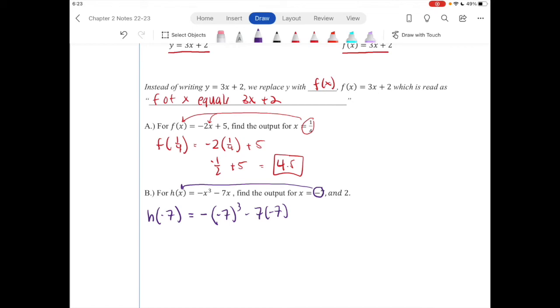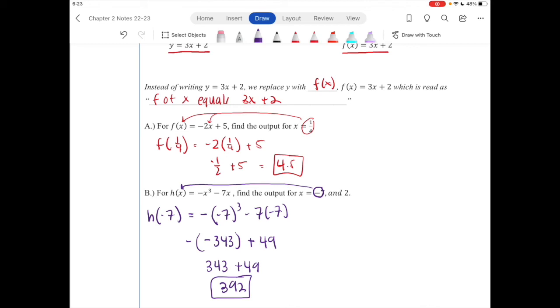Or if we're doing order of operations by hand, we're going to start off with doing that -7 cubed, which is -343, still being multiplied by that negative outside. Then -7 times -7 is +49. So we're going to have 343 plus 49, and that gives us 392.